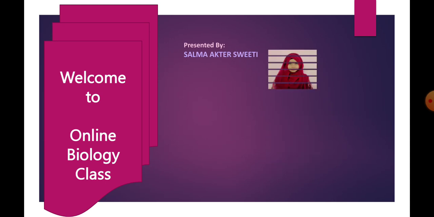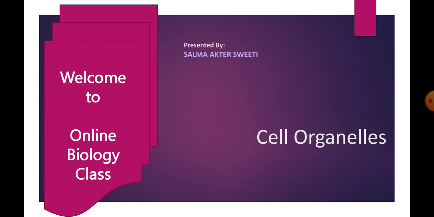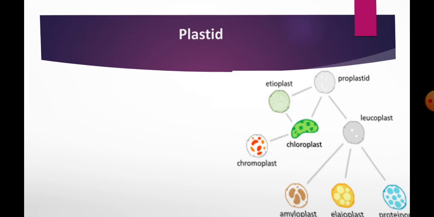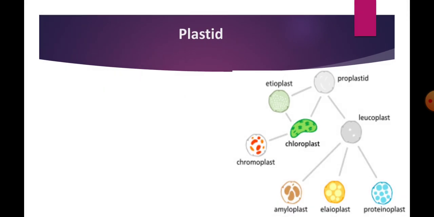Today I am going to discuss some cell organelles from chapter 2, and their structure and functions will be discussed. At first, an important organelle, that is plastid.